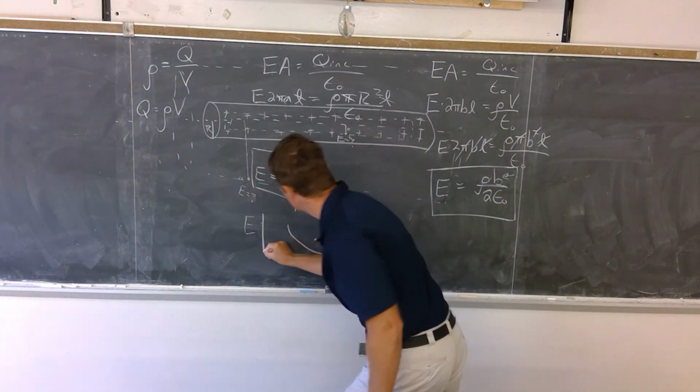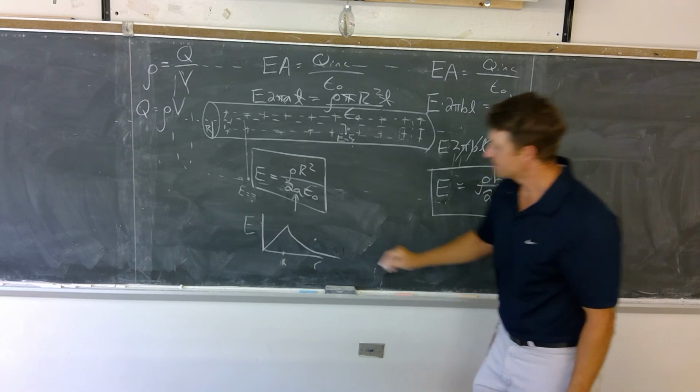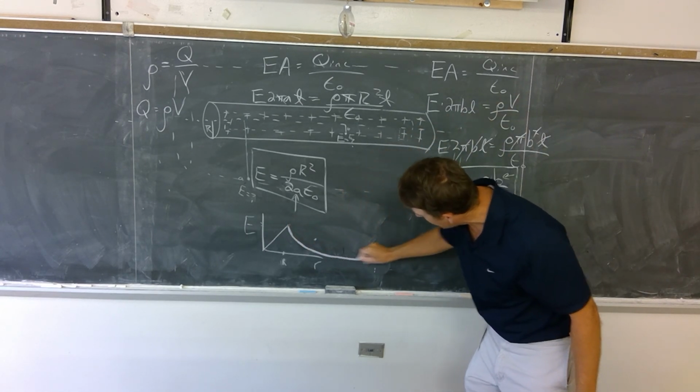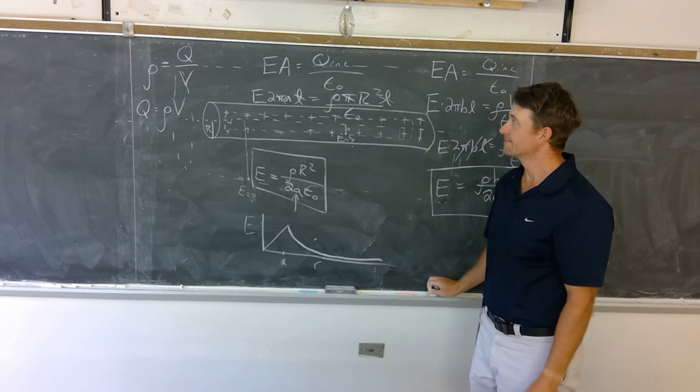So our graph looks like this. And this is an exponential decay that will decay out as r approaches infinity. Too easy.